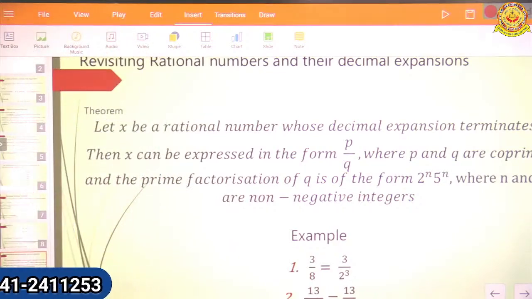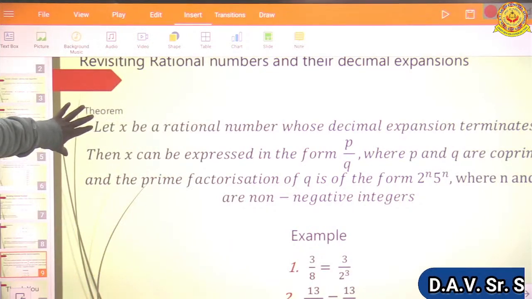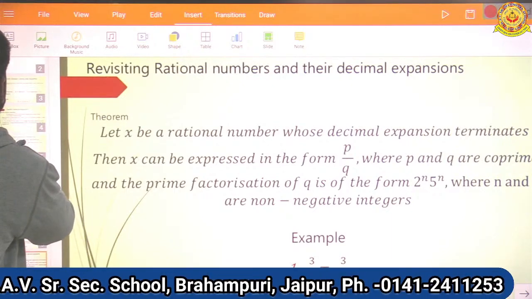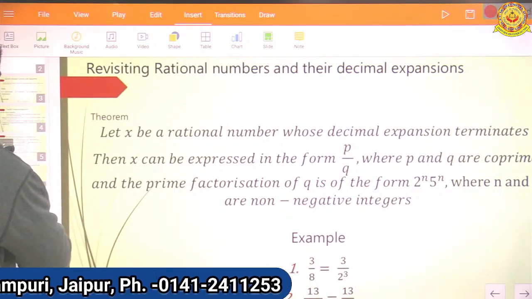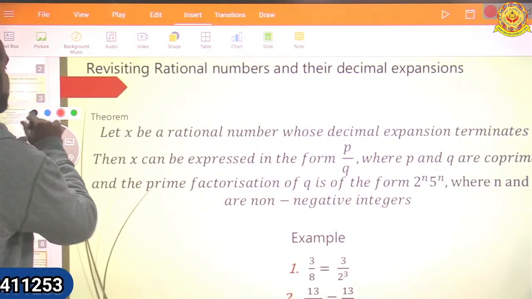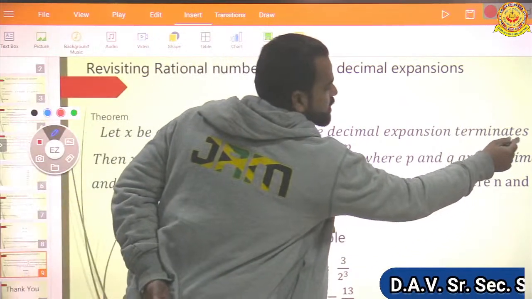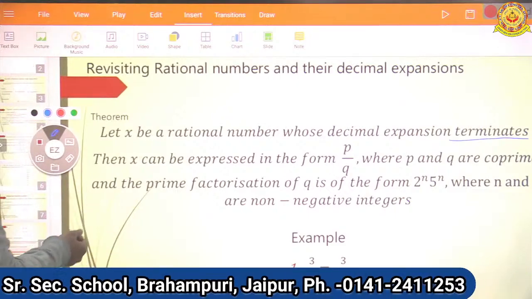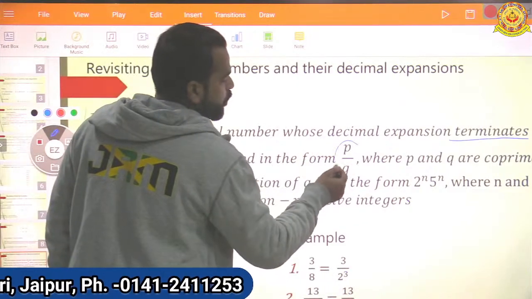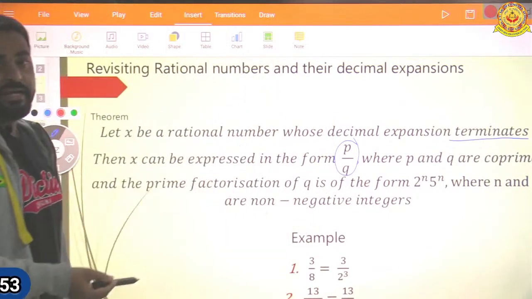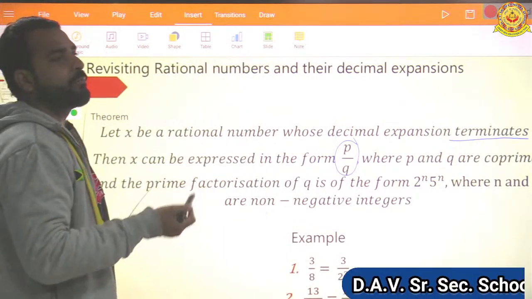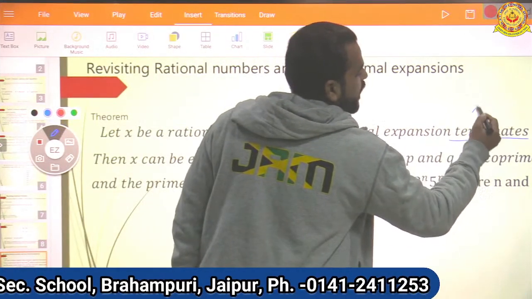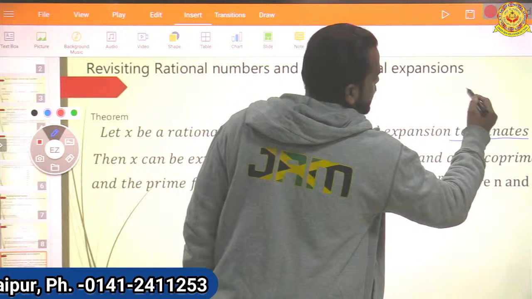Okay, so in this slide we will study that. Let x be a rational number whose decimal expansion terminates. All of you know the meaning of terminate, that means end. So if our division ends, that means the remainder will become 0, then x can be expressed in the form of p upon q, because it is a terminating decimal expansion. If it is terminating, that means the remainder becomes 0, yes, obviously.